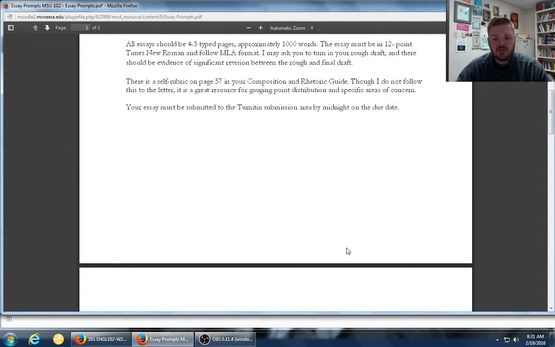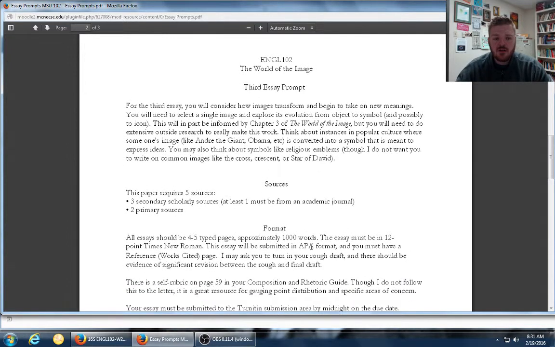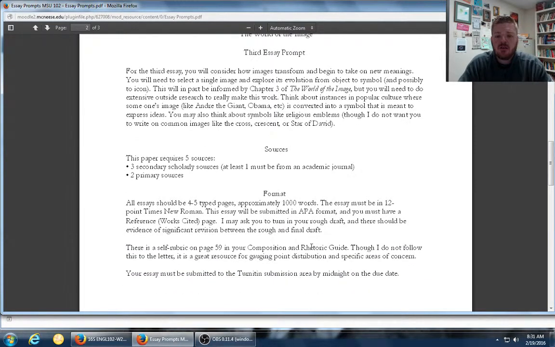Now for the third essay, you will consider how images transform and begin to take on new meanings. You will need to select a single image and explore its evolution from object to symbol and possibly to icon. Now what this means, if you don't understand that, is that objects can move from being a simple object in space to being a symbol, and then eventually in some instances they become iconic. They become part of what we call the zeitgeist, or the psychology of humanity.